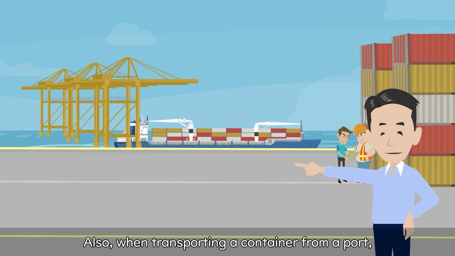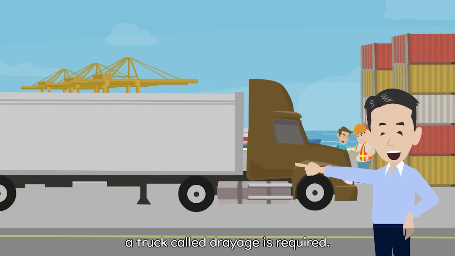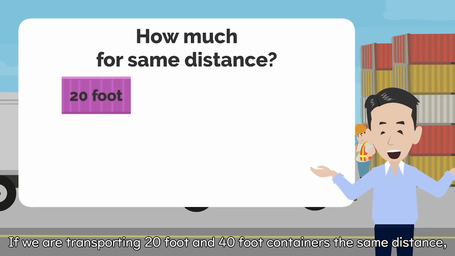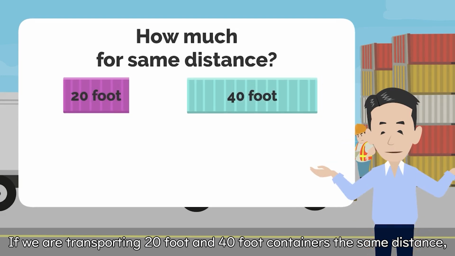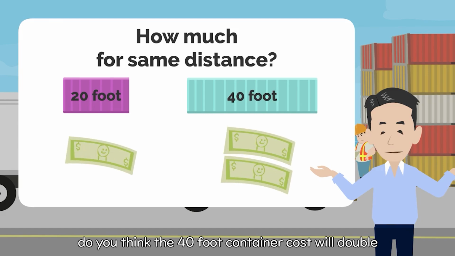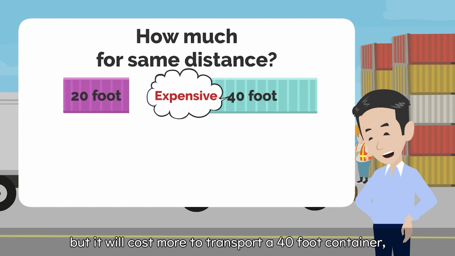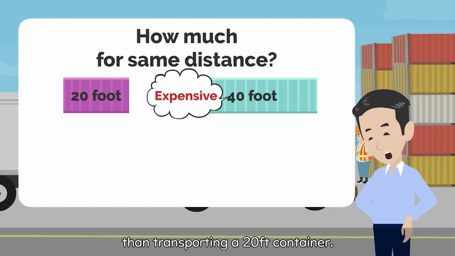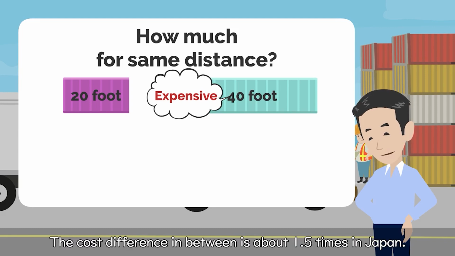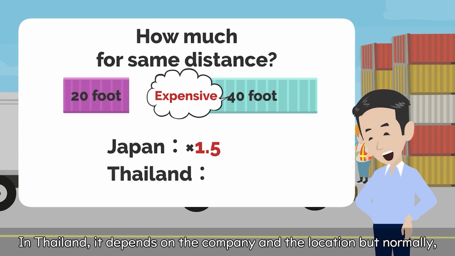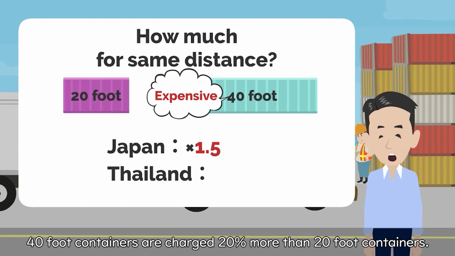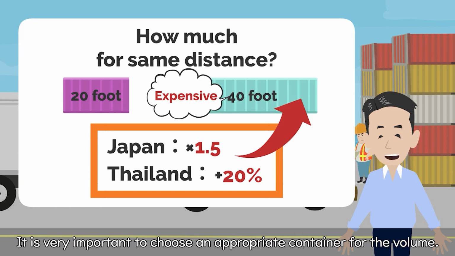Also, when transporting a container from a port, a truck called drayage is required. If we are transporting 20-foot and 40-foot containers the same distance, do you think the 40-foot container cost will double because of the increased length? You won't be charged double, but it will cost more to transport a 40-foot container than a 20-foot container. The cost difference is about 1.5 times in Japan. In Thailand, it depends on the company and the location, but normally, 40-foot containers are charged 20% more than 20-foot containers. It is very important to choose an appropriate container for the volume.